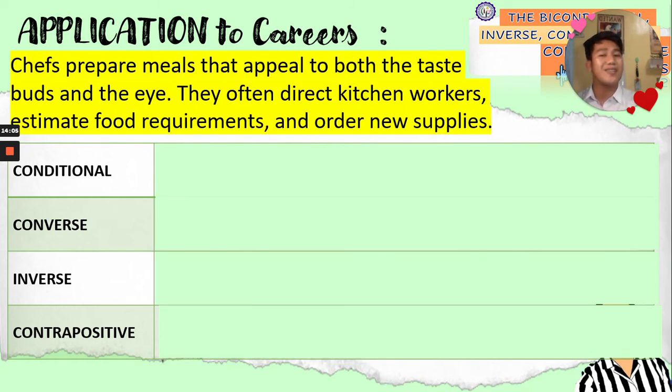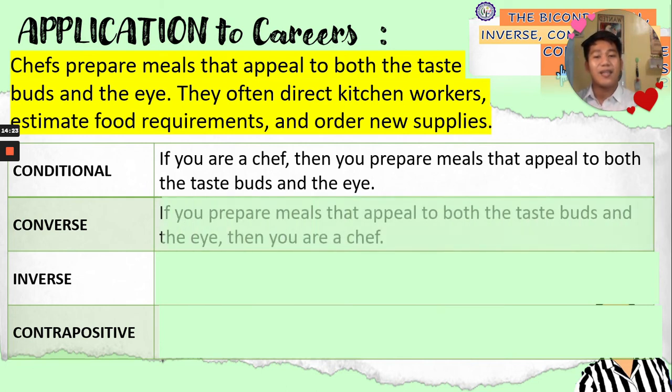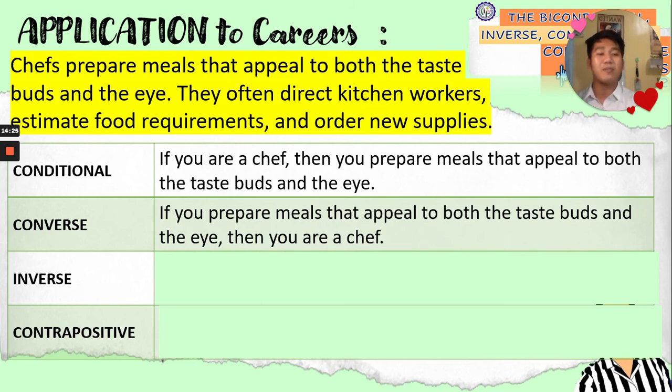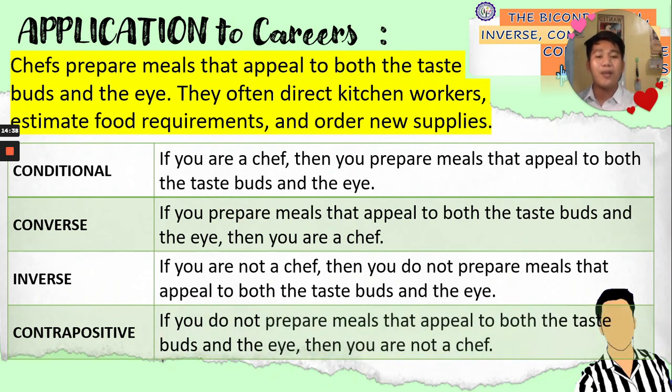Lastly, another career, chef. Chefs prepare meals that appeal to both the taste buds and the eye. They often direct kitchen workers, estimate food requirements, and order new supplies. And here's our conditional statement. If you are a chef, then you prepare meals that appeal to both the taste buds and the eye. Converse: if you prepare meals that appeal to both the taste buds and the eye, then you are a chef. Inverse: if you are not a chef, then you do not prepare meals that appeal to both the taste buds and the eye. And its contrapositive: if you do not prepare meals that appeal to both the taste buds and the eye, then you are not a chef.